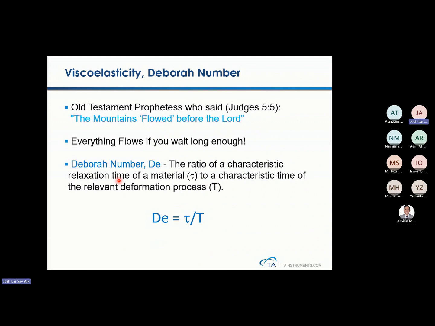The longer the relaxation time, the more elastic it will be. So it will give you a Deborah number when you take the ratio of the characteristic relaxation time of the material over the deformation process time. The small t you cannot change, because the material comes as received unless you change the molecular structure. But what you can change is this one, by changing the frequency.